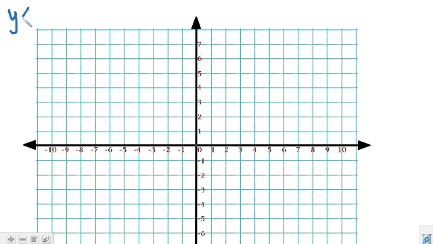y less than or equal to 3. How do you graph that? Well, there's no slope, which tells you it's going to be a straight horizontal line. And where is it going to pass through? It's going to pass through positive 3 on the y-axis, which is right here. The line is going to be solid because we have an equal to, and it's going to go right through here. And of course, you're using a ruler, so it'll be a lot more straight.